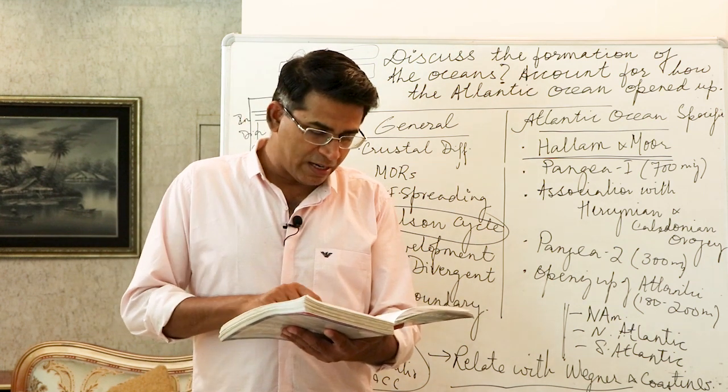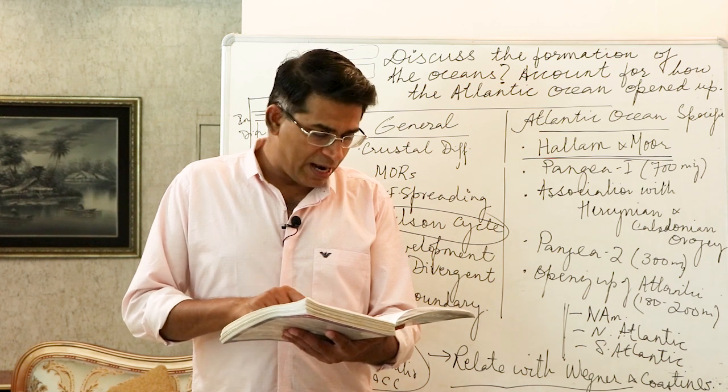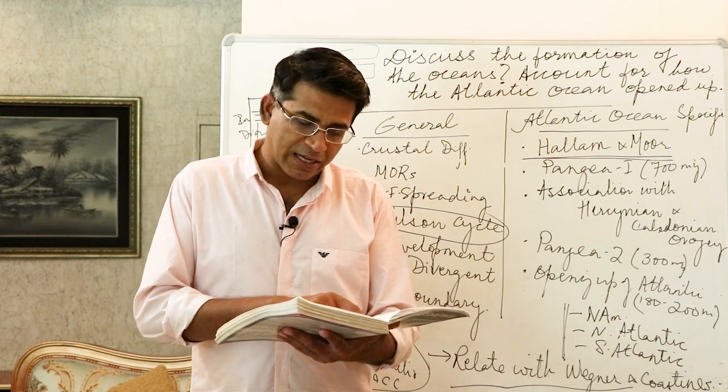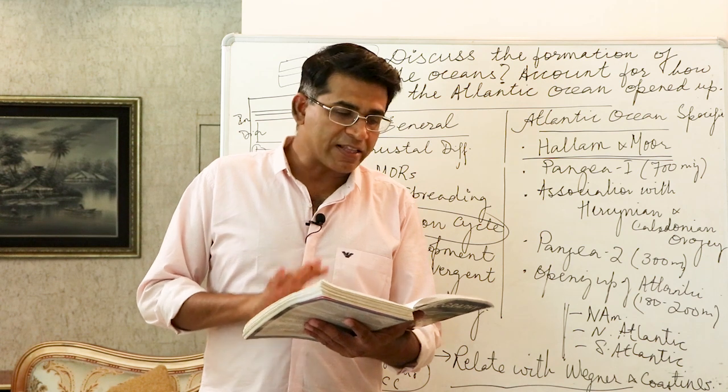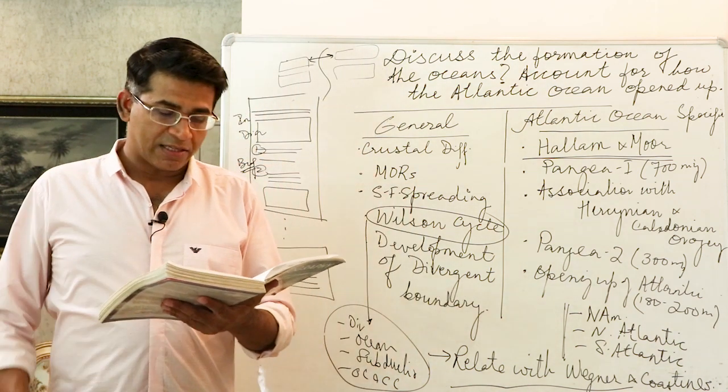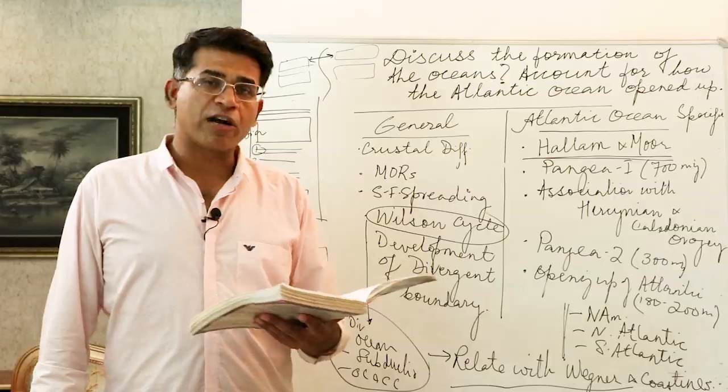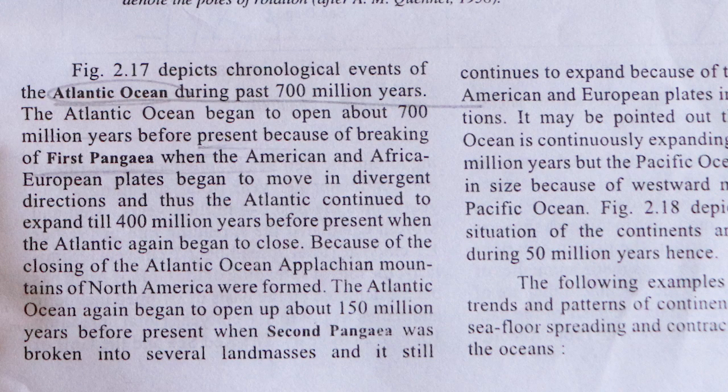The evolution of continents. Number 1 is Triassic period, number 2 is late Triassic, late Jurassic, and on page 53, first column, it says figure 2.17 depicts the chronological events of Atlantic Ocean during the past 700 million years. The Atlantic Ocean first broke up, first Pangaea, America and Africa began to move in divergent boundaries. Then again, they start closing. Because of closing of Atlantic Ocean, Appalachian Mountains and North America are formed.